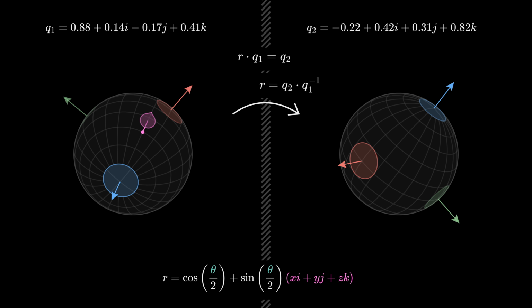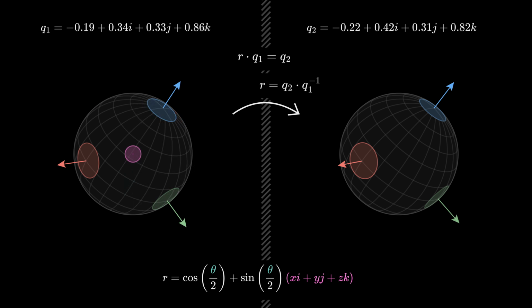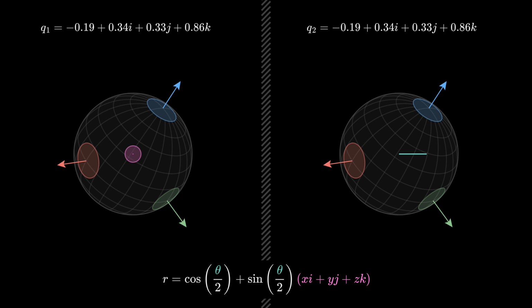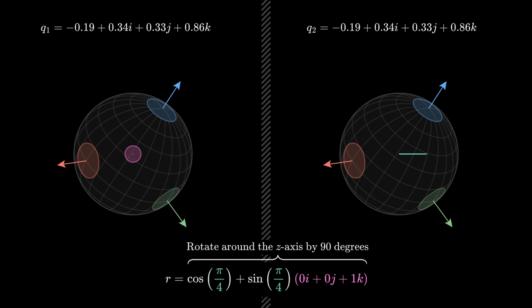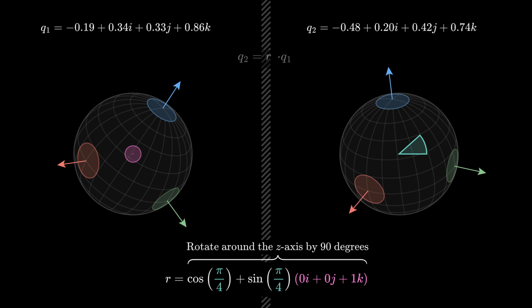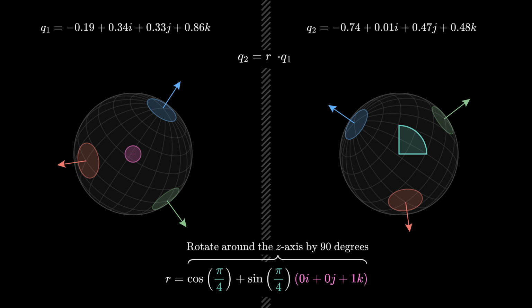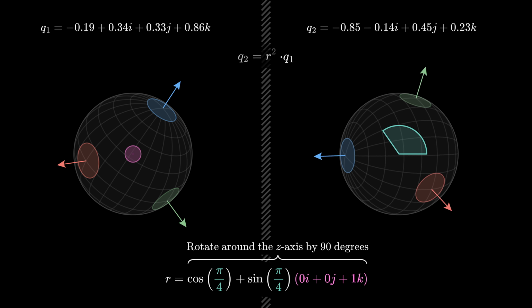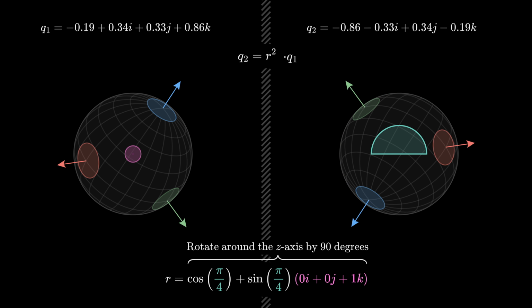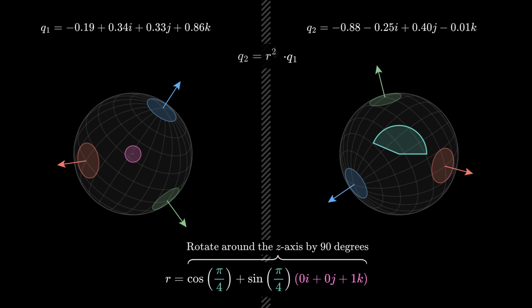But there's a cleaner way to do this that involves exponents. Think about the action a unit quaternion represents. For example, to rotate around the z-axis by 90 degrees, we multiply the orientation by the value of this rotation quaternion. To rotate 180 degrees around the z-axis, we can apply this rotation twice, which is the same as raising the rotation quaternion to the power of 2. Conversely, to rotate by 45 degrees, we can raise this quaternion to the power of 1 over 2.